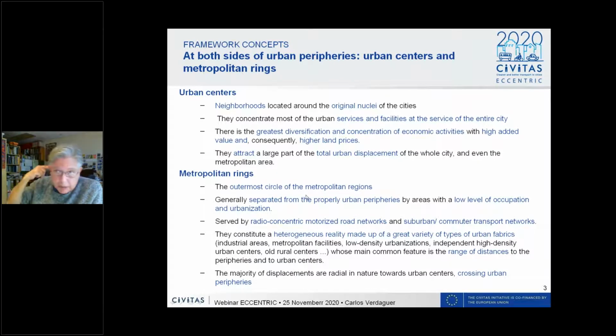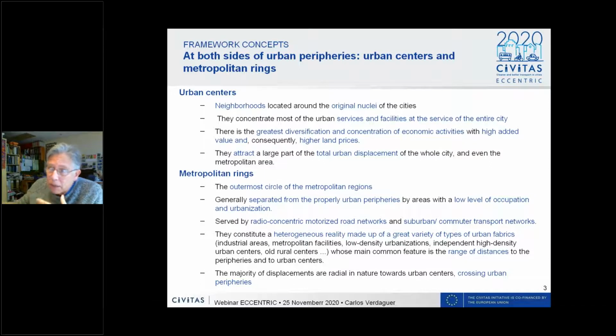And on the other side of the urban neighborhoods, there are the metropolitan rings. They are the outermost circle of the metropolitan regions, generally separated from the properly called urban peripheries by areas with a low level of occupation and urbanization. Sometimes these low density areas are opportunity areas for speculative processes in urban development. They are served by radioconcentric motorized road networks and suburban and commuter transport networks, and they constitute normally a heterogeneous reality made of a great variety of types of urban fabrics.